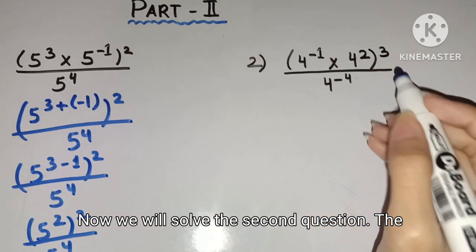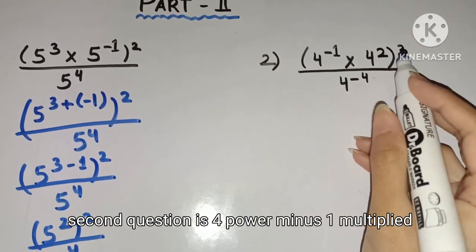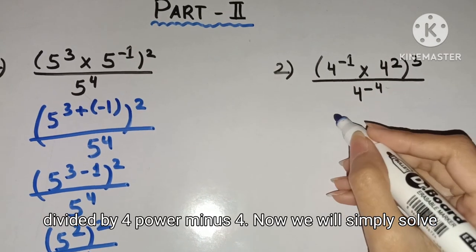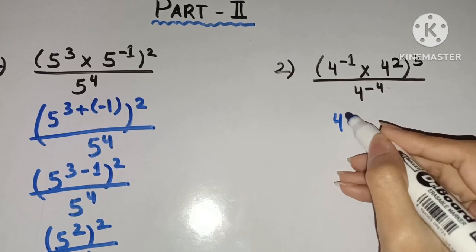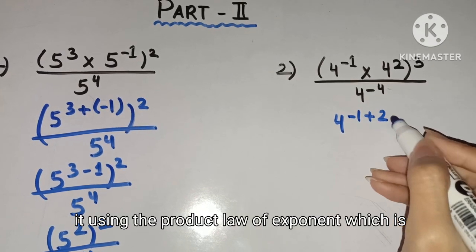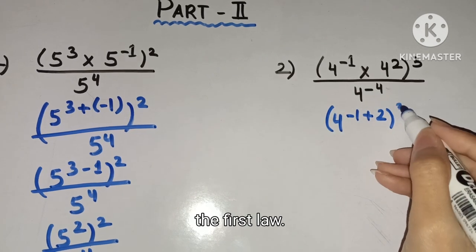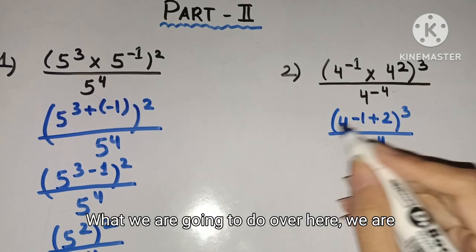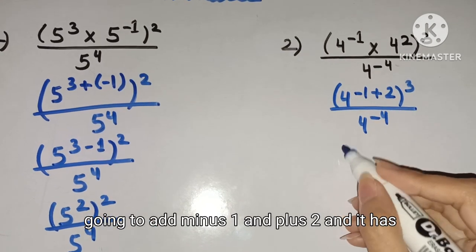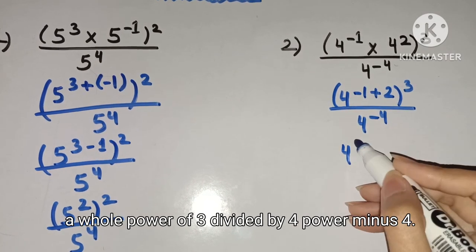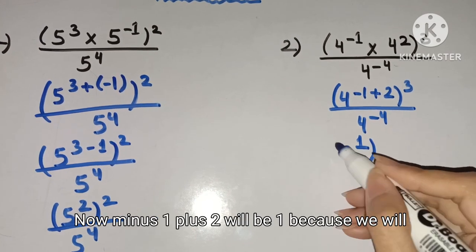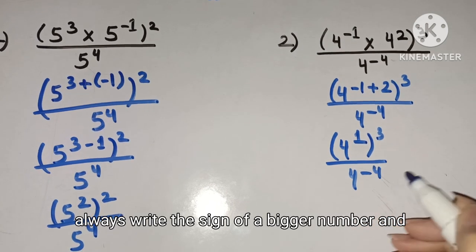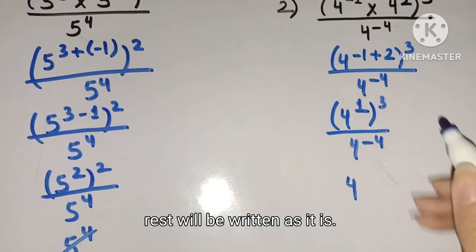Now we will solve the second question. The second question is (4 power minus 1 multiplied by 4 power 2) the whole power of 3, divided by 4 power minus 4. Now we will simply solve it using the product law of exponent, which is the first law. So what we are going to do over here, we are going to add minus 1 and plus 2, and it has a whole power of 3, divided by 4 power minus 4. Now minus 1 plus 2 will be 1, because we will always write the sign of the bigger number and the rest will be written as it is.